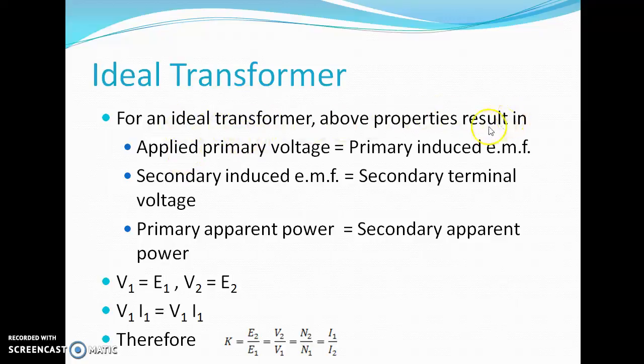So these properties result in applied primary voltage and the induced EMF in primary, V1 and E1, being equal, secondary induced EMF E2 equal to secondary terminal voltage V2, and primary apparent power equal to secondary apparent power. This can be written as V1 is equal to E1, V2 is equal to E2, and V1 I1 is equal to V2 I2. Therefore, from the EMF equation and the above relations, we can write K is equal to E2 upon E1, V2 upon V1, N2 upon N1, which is equal to I1 upon I2.